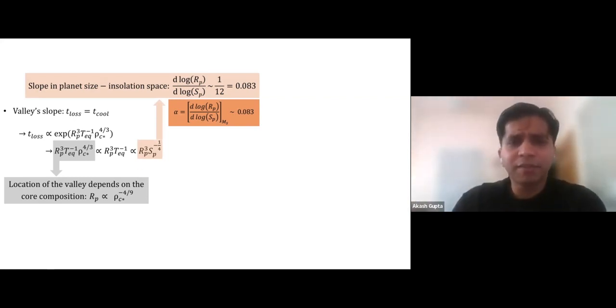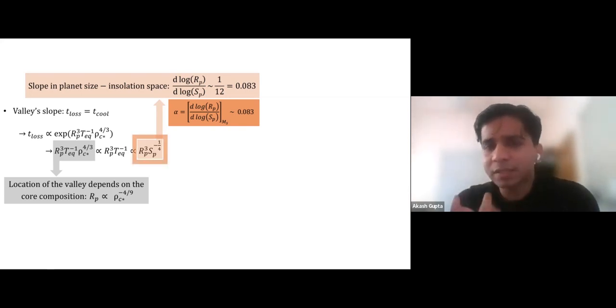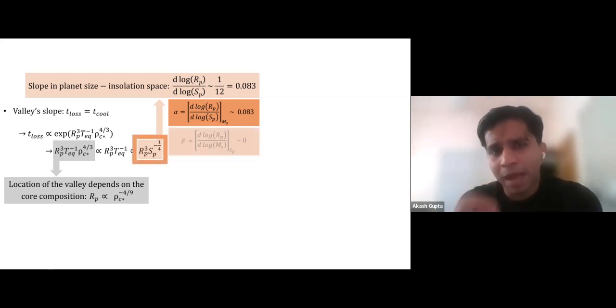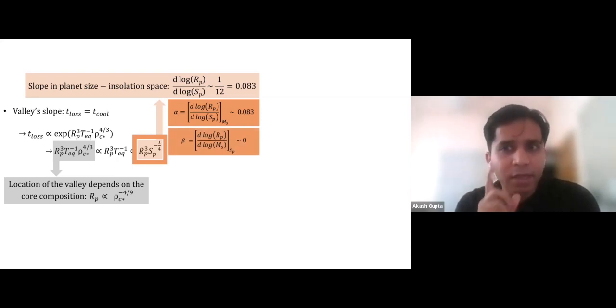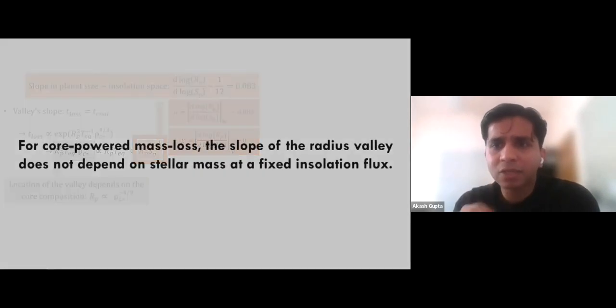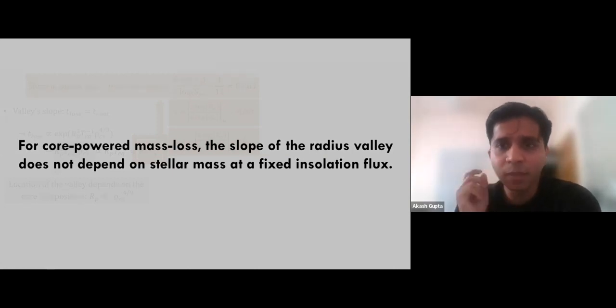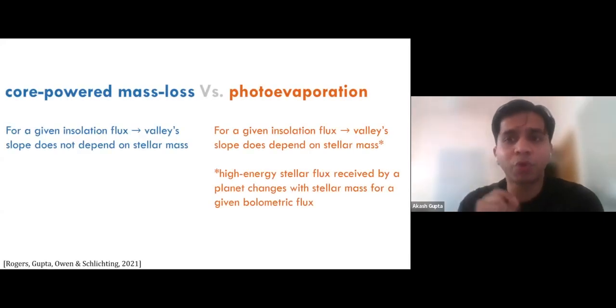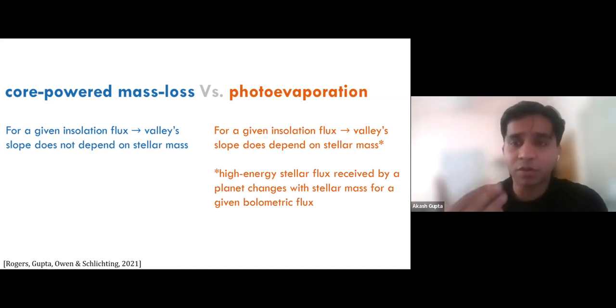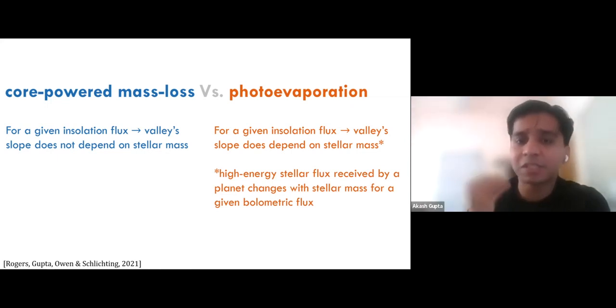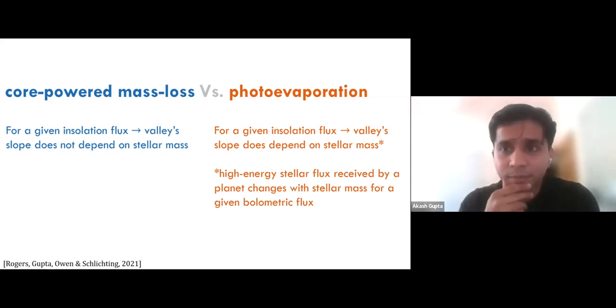But from a different perspective, this expression also tells us that the slope in the planet size stellar mass space at a constant insolation is 0. In other words, for core-powered mass loss, the slope of the radius valley does not depend on stellar mass at a fixed insolation flux. This, however, is not true for photoevaporation, where the high-energy stellar flux, which leads to atmosphere loss, received by a planet changes with stellar mass for a given bolometric flux.